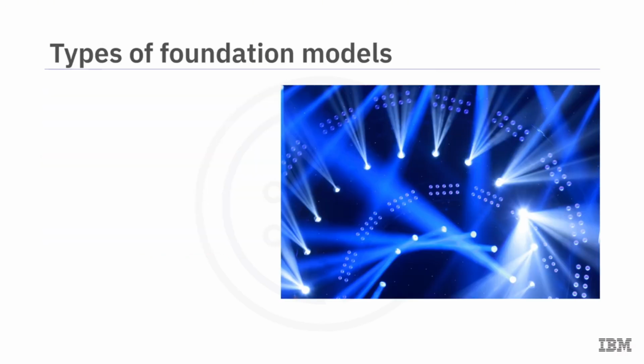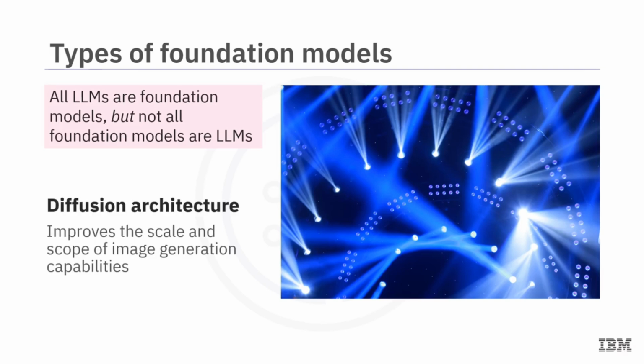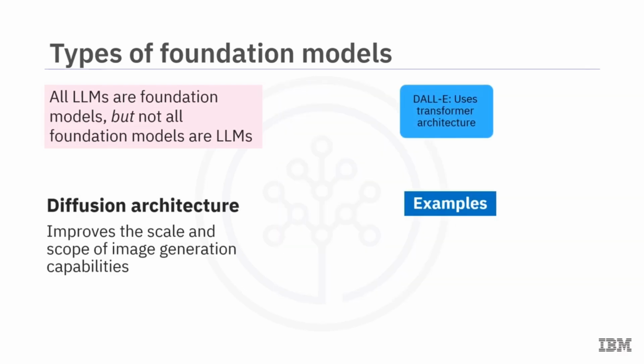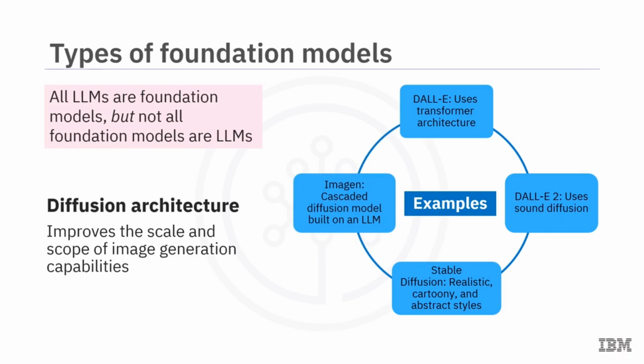Another clarification to note here. While all large language models are foundation models, not all foundation models are large language models. Some foundation models use diffusion architecture capabilities to improve the scale and scope of their image generation capabilities. For instance, DALL-E uses transformer architecture, but the latest version of DALL-E uses sound diffusion to generate images from text. Stability AI's Stable Diffusion uses diffusion architecture to generate high-resolution images in realistic, cartoony, and abstract styles based on the user's description. Google's Imagen uses a cascaded diffusion model built on an LLM to generate images from text prompts.